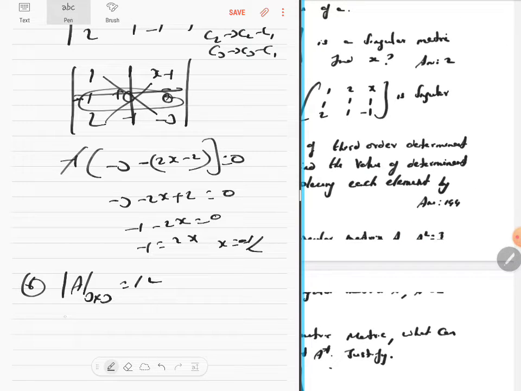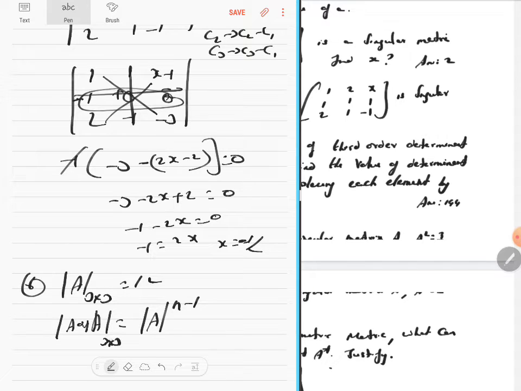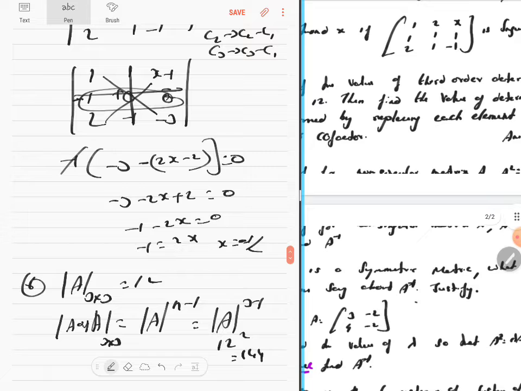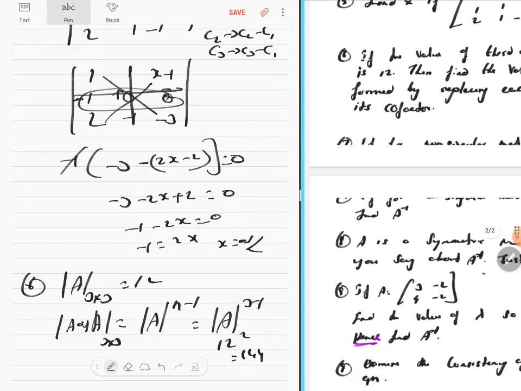Which means when you replace every element by its cofactor, it's like adj of A, right? So adj of A has determinant equal to determinant of A whole to the power n minus 1, and this is a 3 by 3 matrix, so determinant of A whole to the power 3 minus 1, which is 12 to the power 2, so therefore the answer is 144. In case they twist and turn and ask questions like this.